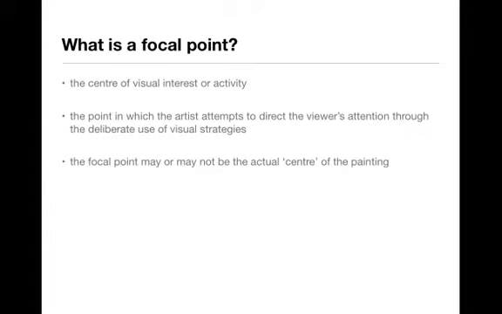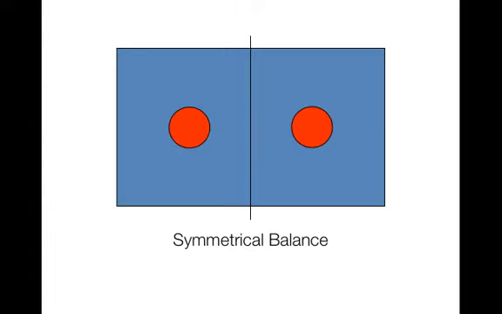The focal point may or may not be in the actual center of the painting, and this has to do with this idea of placement. The first idea of placing a focal point is using the notion of symmetrical balance. In this case, we'd have two focal points, one on equal distance from each other using a line of symmetry.